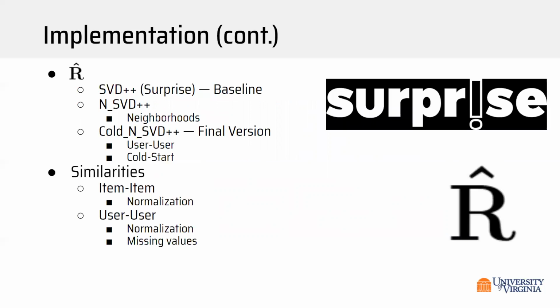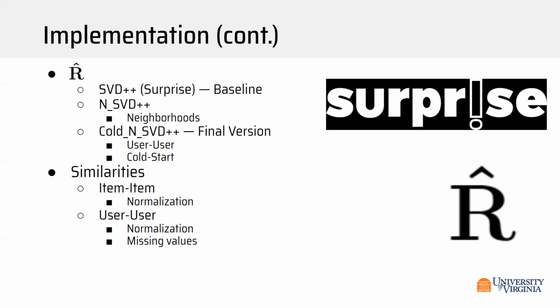In order to construct this user rating matrix, R hat, we iterated over a baseline model of SVD++ provided by Surprise, which is a Python scikit for building recommendation systems. This initial SVD++ model provided a great starting point, but our model needed support for a factorized neighborhood approach, which resulted in our NSVD++ or neighborhood SVD++ variant.